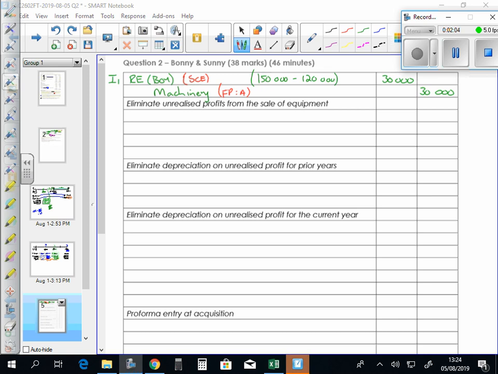There was then subsequent depreciation to eliminate in a prior year, so debit accumulated depreciation on the machinery, and credit retained earnings, last year's depreciation at the beginning of the year. This will affect your financial position, your assets. This will affect your statement of changes in equity. The calculation would be 30,000 written off over 5 years, ignoring the residual value. And because it's straight line, you can simply count the months.